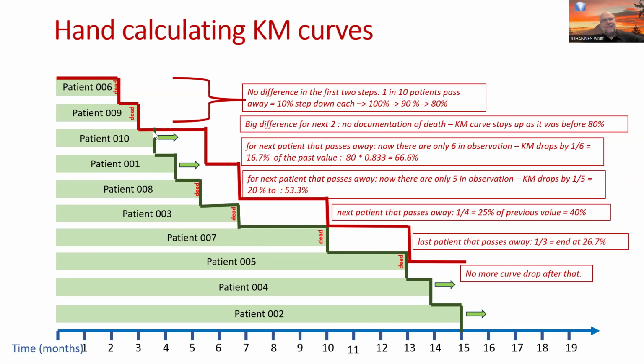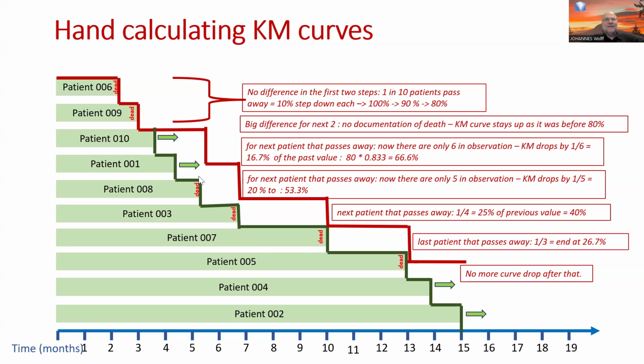But then the pessimist curve drops because an observation is missing, and that happens twice. The optimist says the observation is missing, that means nobody died, so I'm going to stay up. The change is very different here. The Kaplan-Meier curve in this part agrees with the optimist curve. There is no documentation of death. There is no reason to drop.